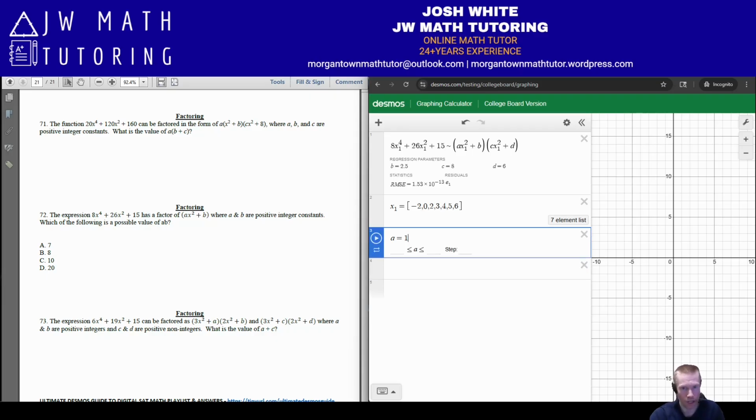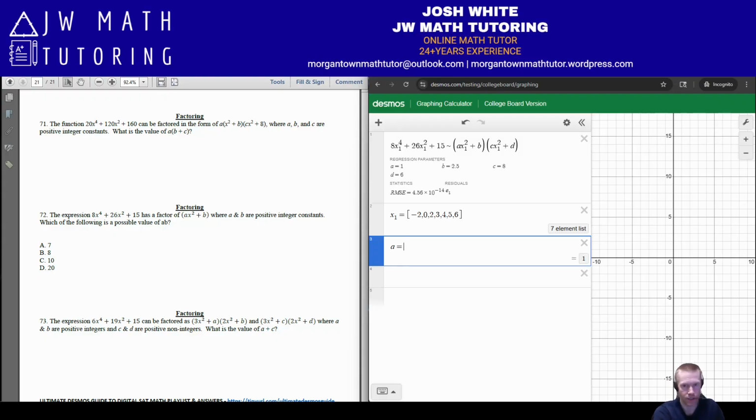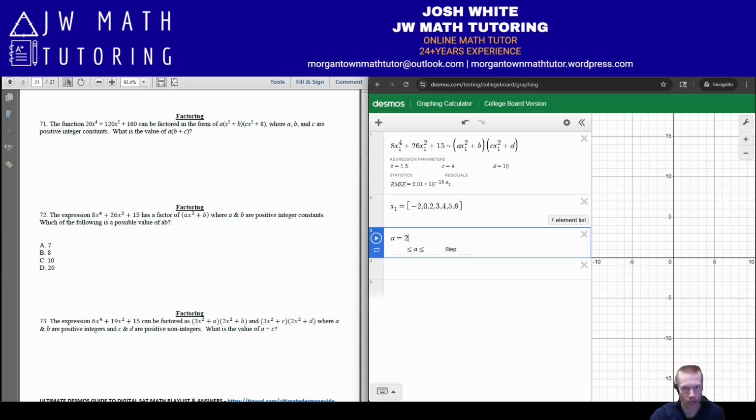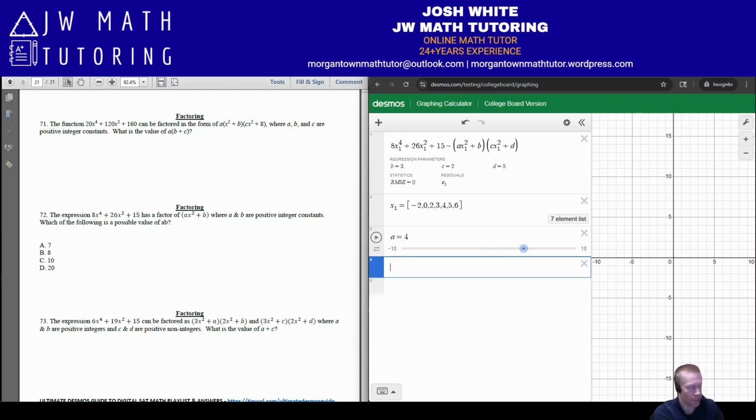When I do 1, notice the other values are not all integers. Therefore, I'm going to check 2. When I do this, the other factors, again, are not all integers. So now I'm going to check 4, the next factor of 8. Now they are all integers, so it looks like I have the correct factorization, which is going to be 4x squared plus 3 times 2x squared plus 5.